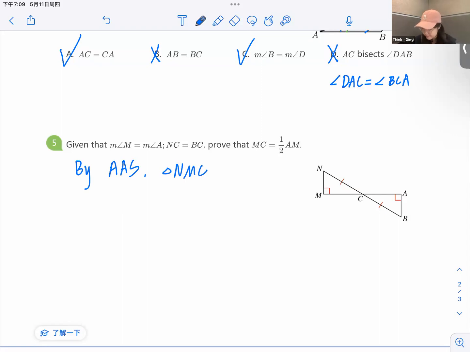So AAS is that we have angle NMC equals to angle BAC, and we have angle NCM equals to angle BCA, and we also have NC equals to BC. So we can have the triangle NMC congruent to the triangle BAC. So we can have CM equals to CA. And so MC equals to 1/2 of AM. Okay, so this is the application of AAS theorem here.